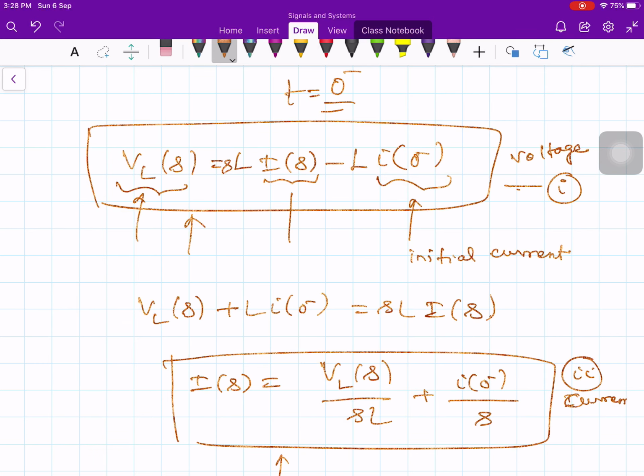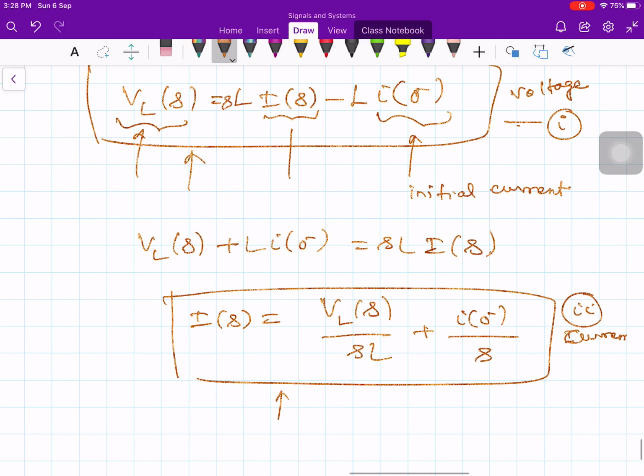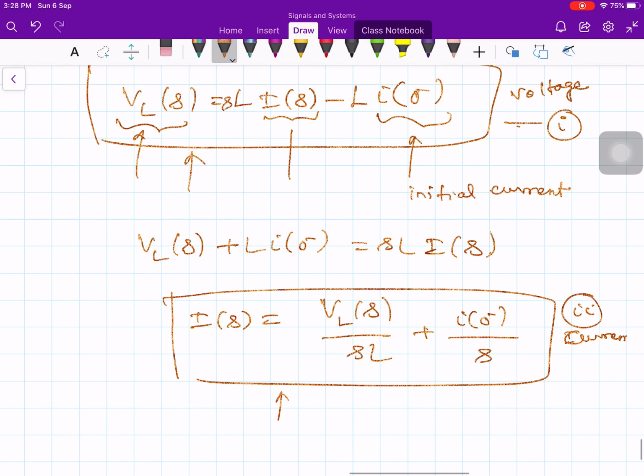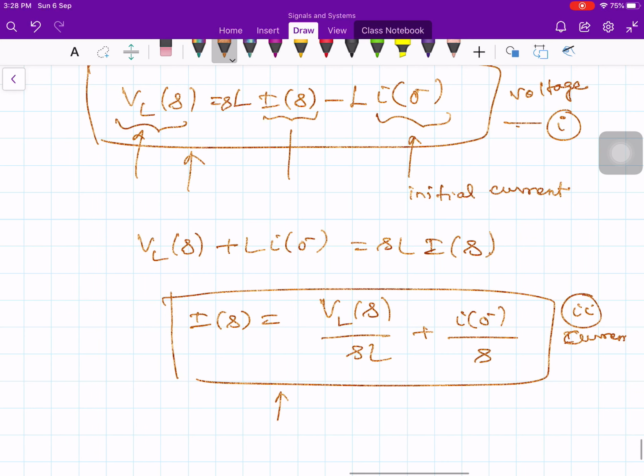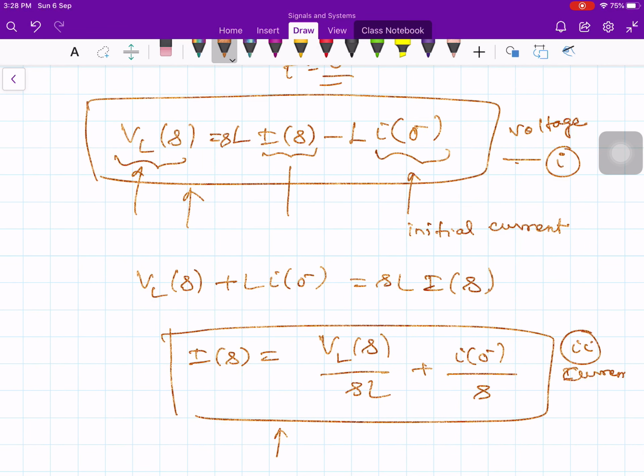Notice one thing, that the derivative operator is removed here. We don't have derivative operators. There is no more derivative operator. These are purely algebraic equations. So whenever you have a differential equation, that differential equation is converted into a purely algebraic equation. However, the extra term that you need to have here is the initial conditions in the inductor. So these terms.